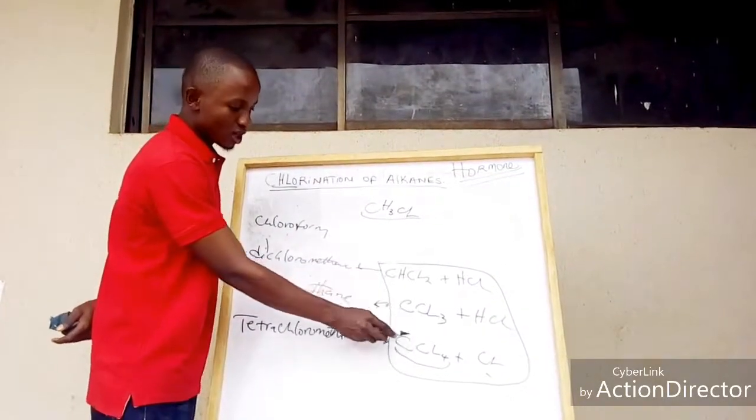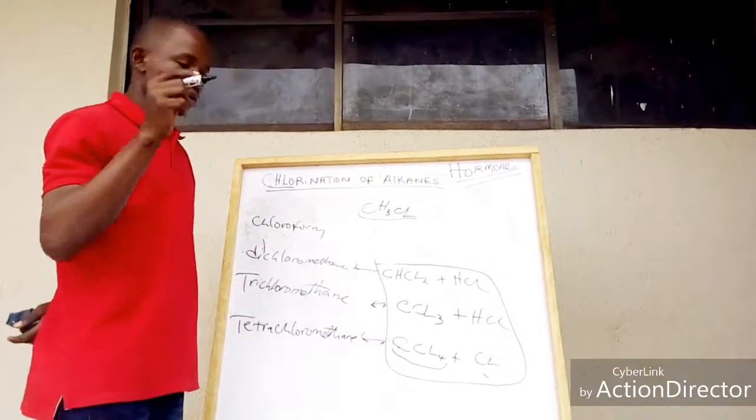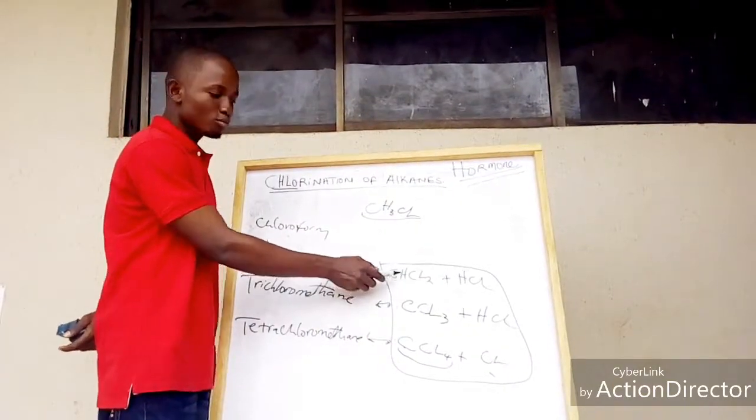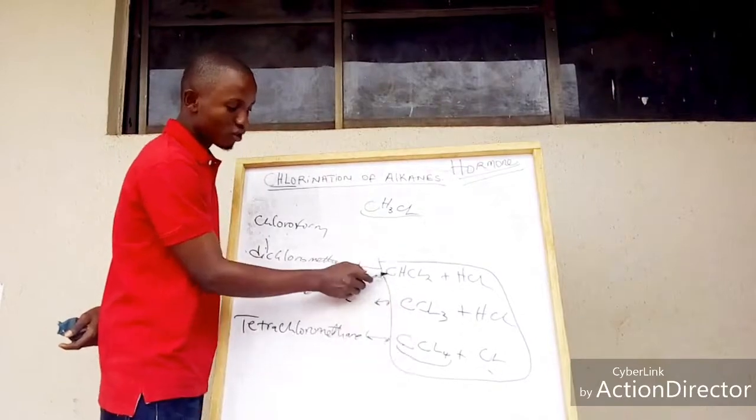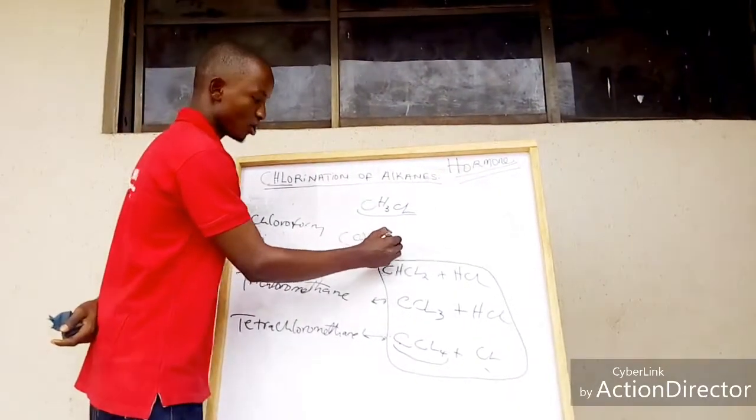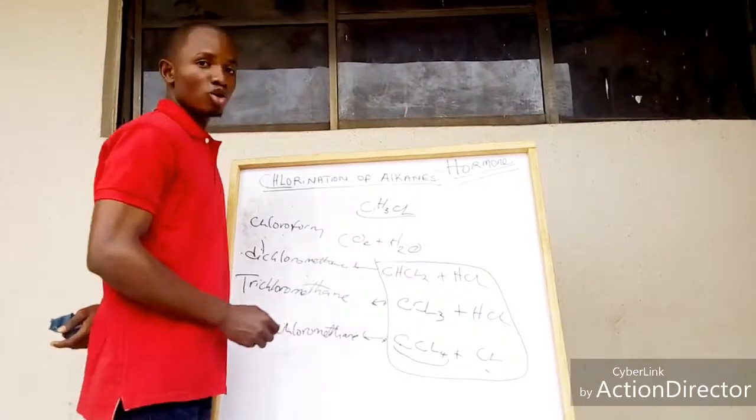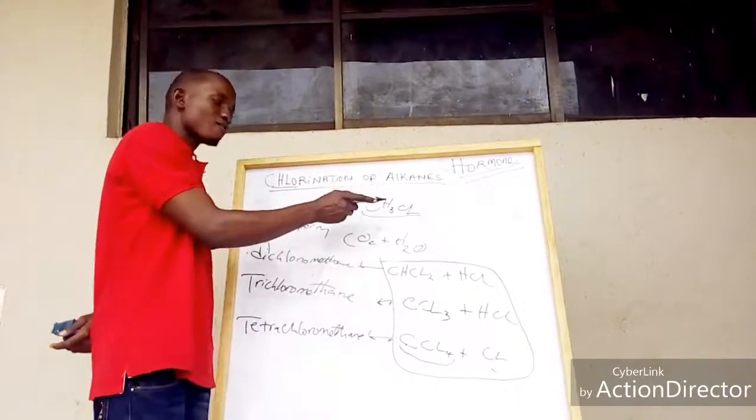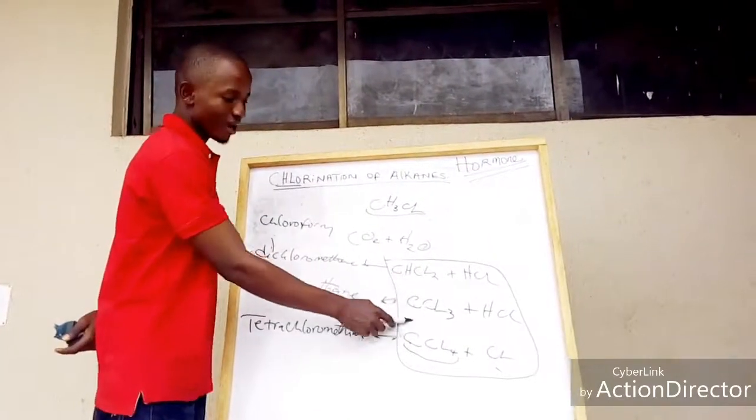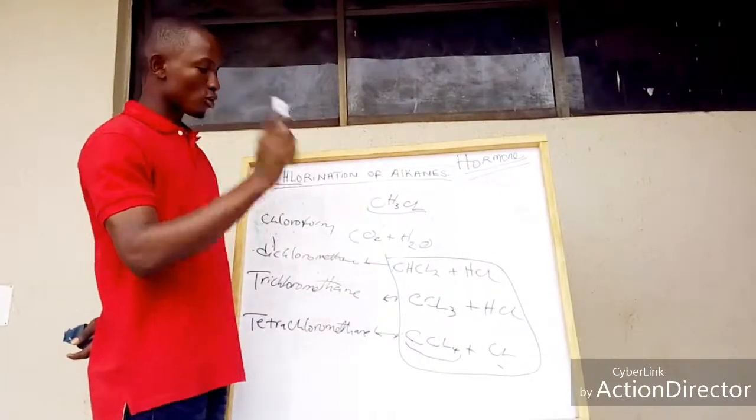This one cannot undergo combustion reaction. This is because the ratio of carbon to hydrogen in this place is not enough for carbon dioxide and water to be formed during combustion. So it is only this compound that can undergo combustion when it comes to chlorination. The last three cannot undergo combustion.